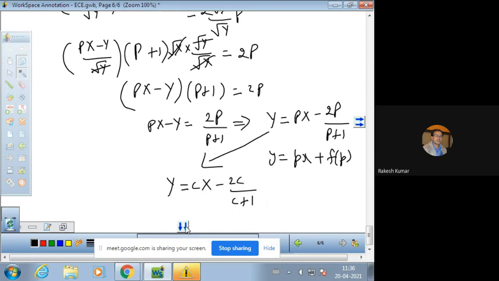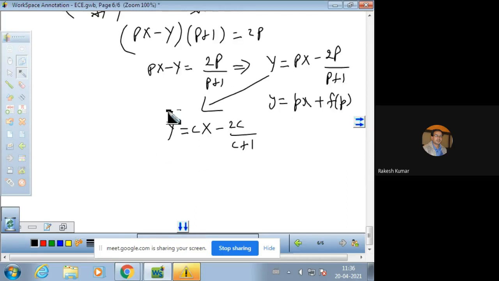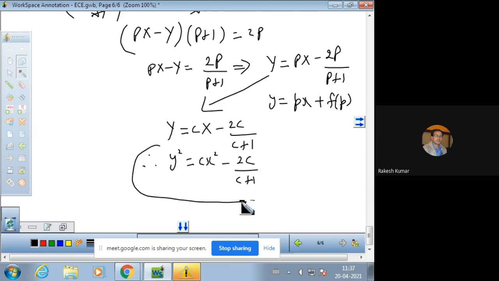And we already know that the value of capital Y has been used as y square, and the value of capital X has been used as small x square. So that is equal to this one. So this is the required solution of the given differential equation.